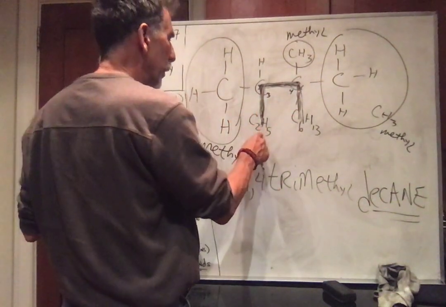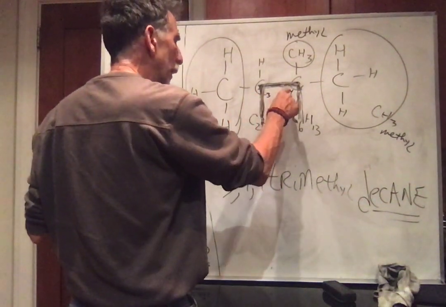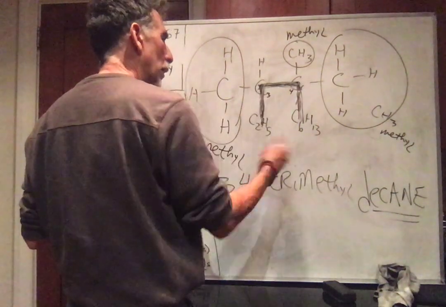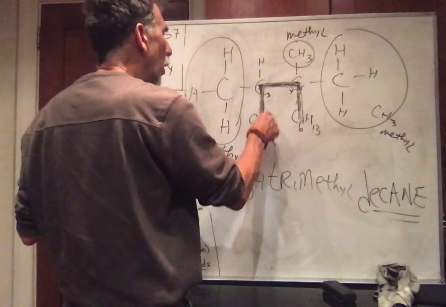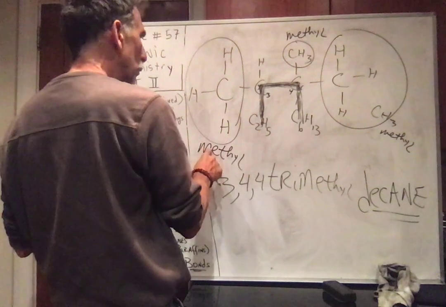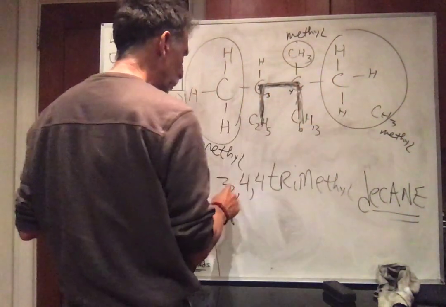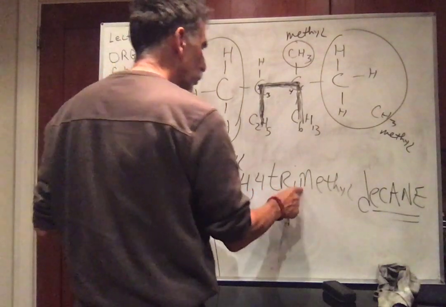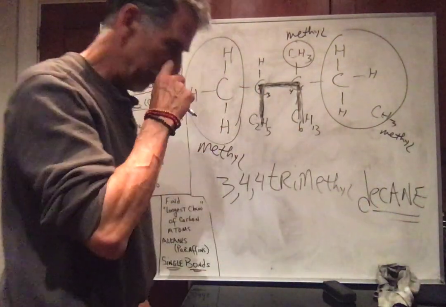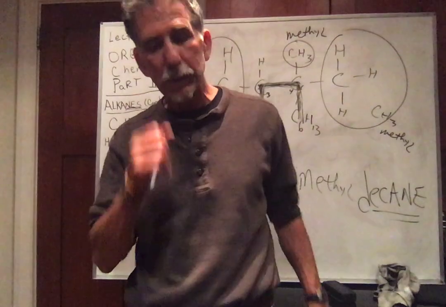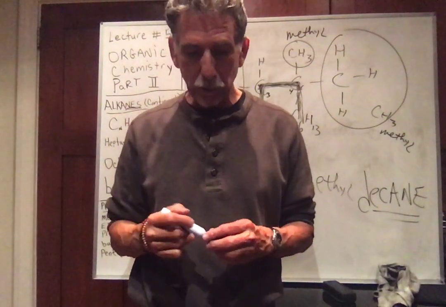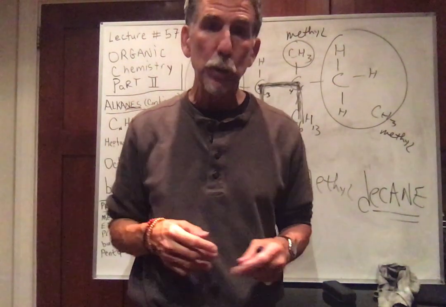I think counting from here, there's 2 carbons, 3, 4. That's lower than counting counterclockwise. So on carbon 3 is this methyl. On carbon 4 is a methyl, and on carbon 4 is another methyl. So it's 3, 4, 4 trimethyl decane. Wow, isn't this fun? All right, next lecture I will give some more examples.